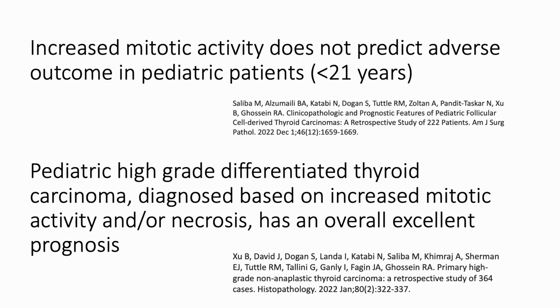However, pediatric thyroid carcinoma behaves differently. Studies show that in patients younger than 21, neither increased mitosis nor necrosis reliably predicts adverse outcome. Therefore, Turin criteria still apply to diagnose PDTC in children, but high mitotic activity or necrosis does not necessarily indicate high-grade behavior in differentiated thyroid carcinoma for this age group. Based on current studies, this group of tumors in pediatric patients is associated with an overall excellent prognosis.